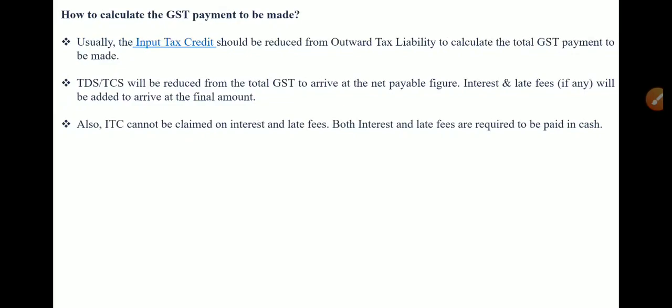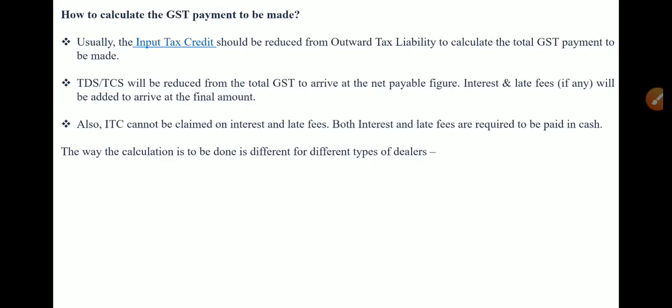So late fees, interest penalties and all those things have to be paid only in cash, and cannot be adjusted or claimed in the ITC. Okay, so input tax credit, penalties and interest should not be adjusted with ITC, in the sense input tax credit. And the way of calculation is done differently.